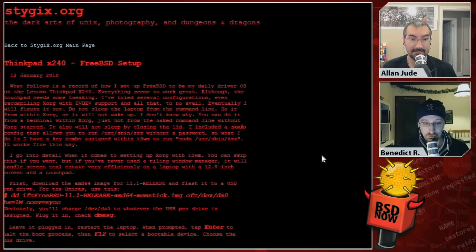Everything seems to work great, although the touchpad needs some tweaking. I've tried several configurations, but I recommend recompiling X with the EVDev support, and maybe that'll make it better. I think I set a sysctl to enable the Synaptics support or something, and it made my touchpad better on my X220.